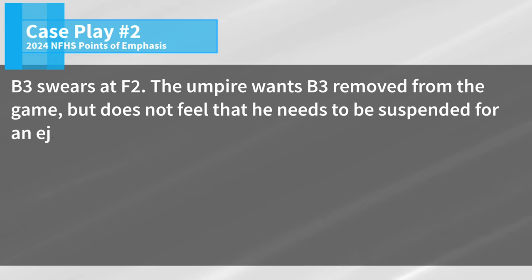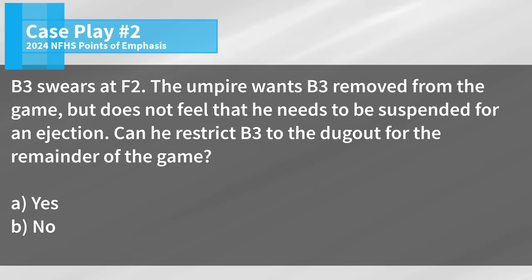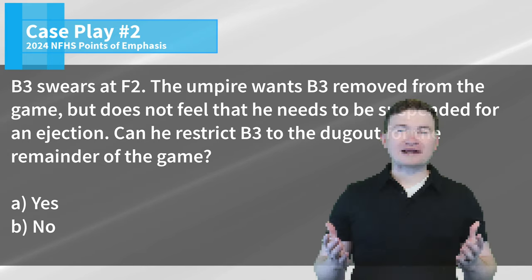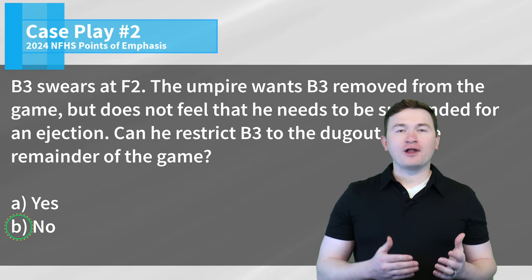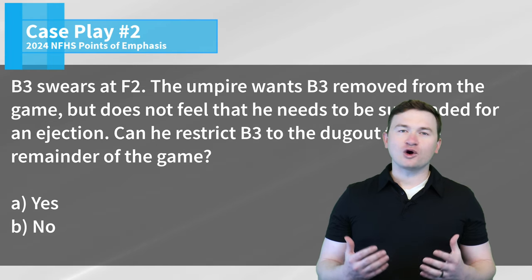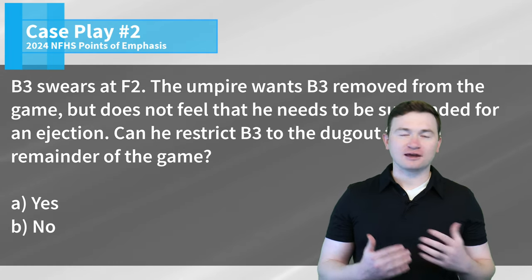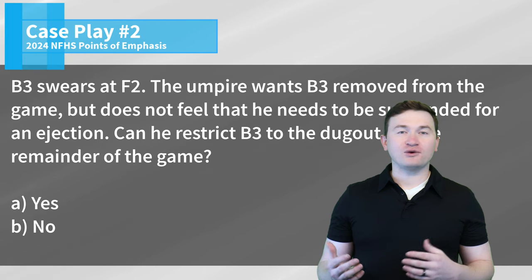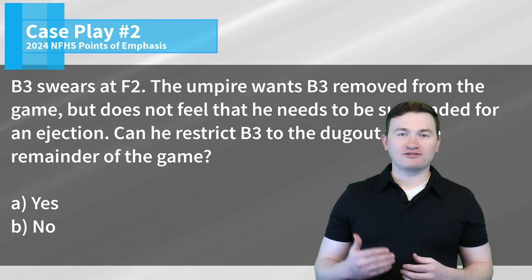Case play number two. B3 swears at F2. The umpire wants B3 removed from the game, but does not feel that he needs to be suspended for an ejection. Can he restrict B3 to the dugout for the remainder of the game? The correct answer here is no. A player cannot be restricted to the dugout for sportsmanship issues. They can only be restricted for being an illegal substitute. So in this scenario, if you want him removed from the game, you're going to have to eject him.